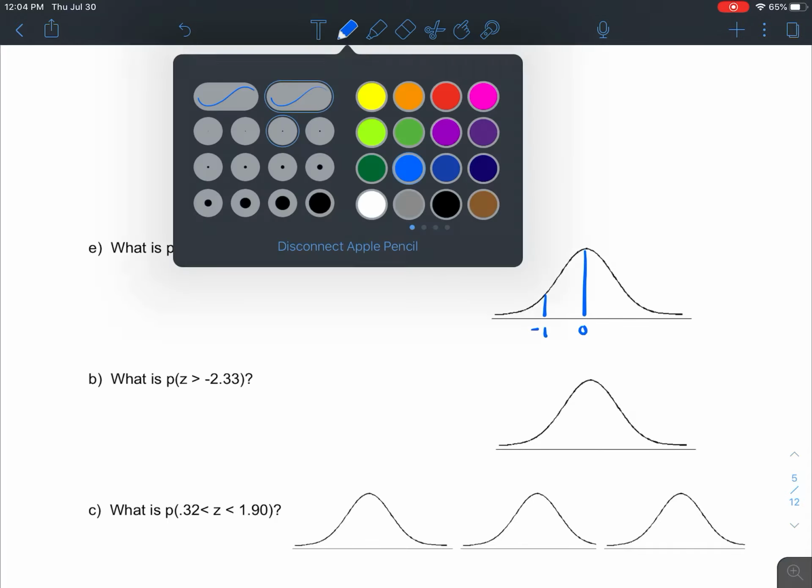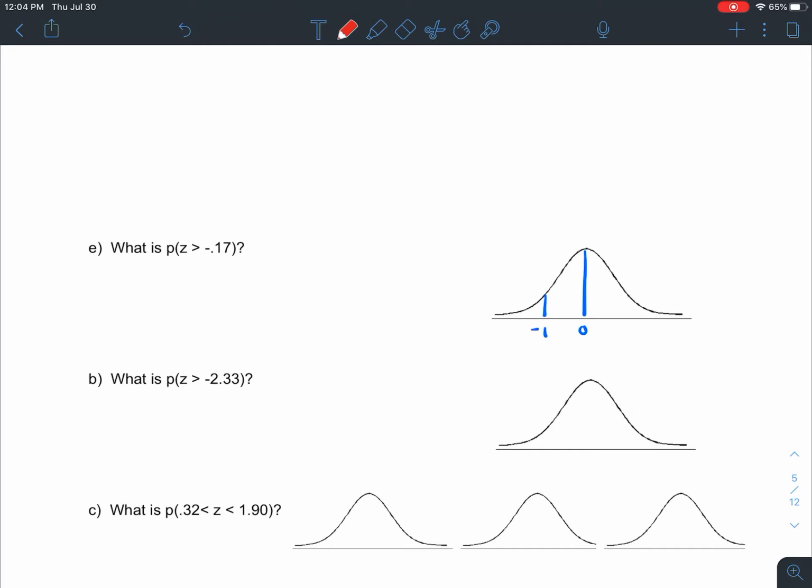Okay, so let's go ahead and label. We got 0 here. Here would be one standard deviation to the left of the mean, but we're just looking at just a hair to the left of the mean, -0.17, but the area is everything to the right of that. Okay, now here's what we're looking for. I'm going to go ahead and label this here. Everything to the right of a z-score of -0.17.